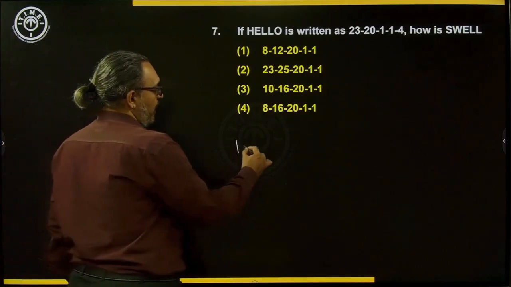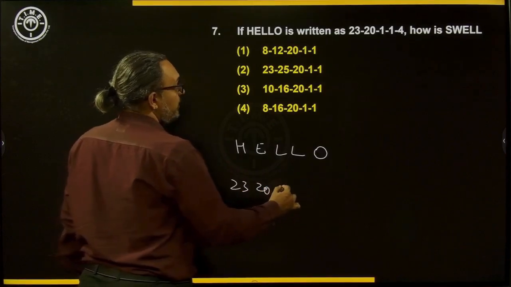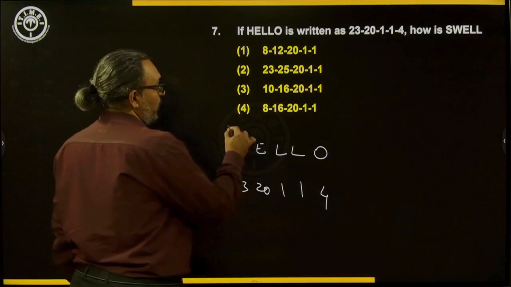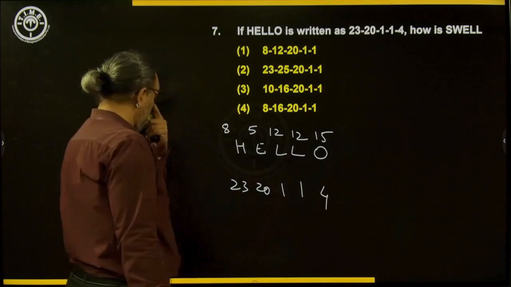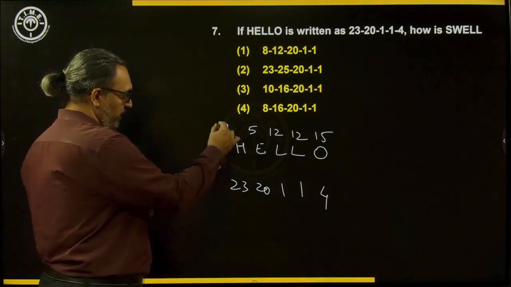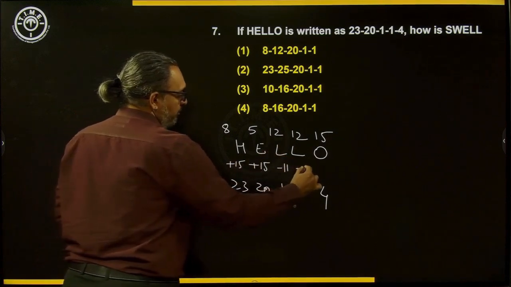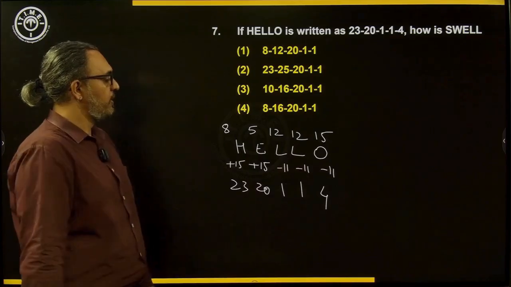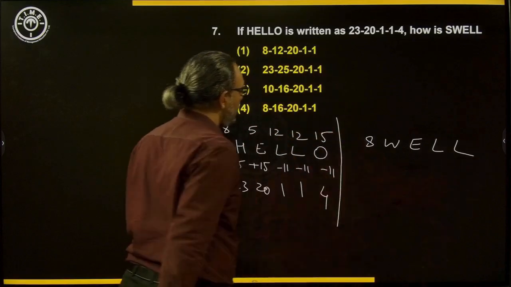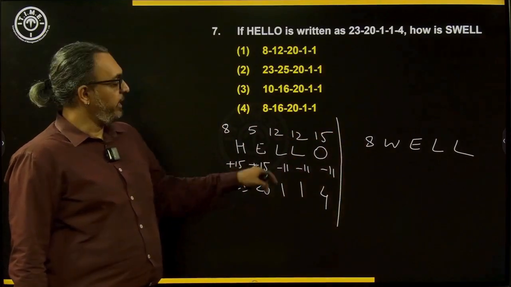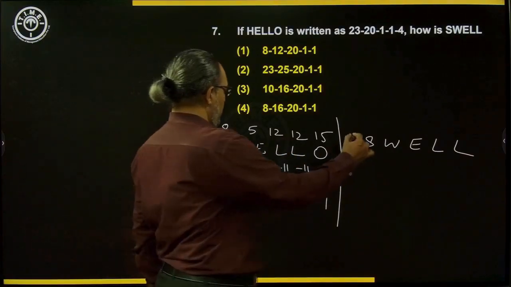Next. Now you have the word hello, and that's coded as 23, 20, 1, 1, 4. So you have 8, 5, 12, 12, 15. Basically, when you see what is happening, here I'm adding 15, here also I'm adding 15, but here I'm adding -11. So let's see if that logic works for swell, SWELL. So first two is 15, next 3 is -11, because it's again a 5-letter word. Could be the logic that way.